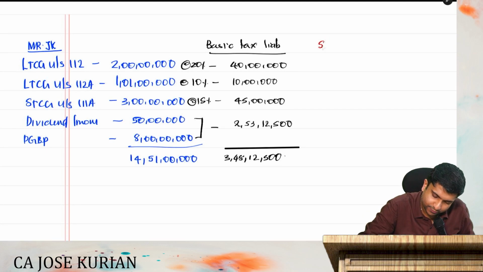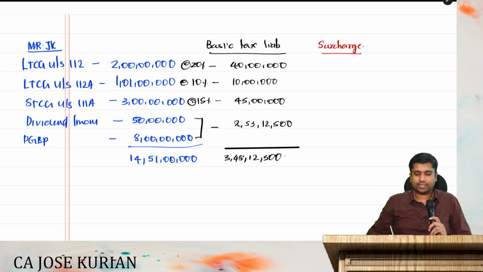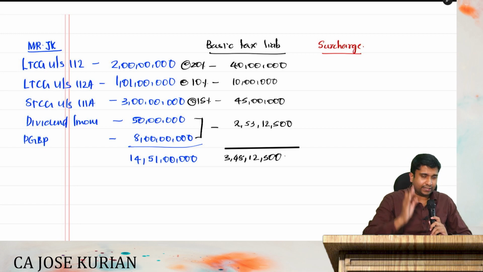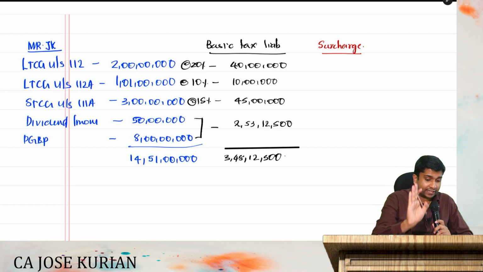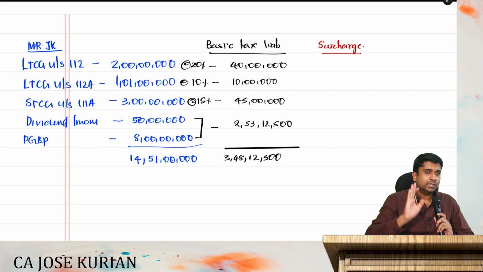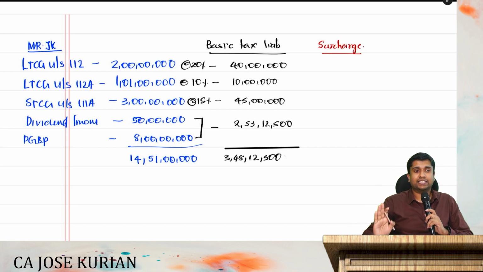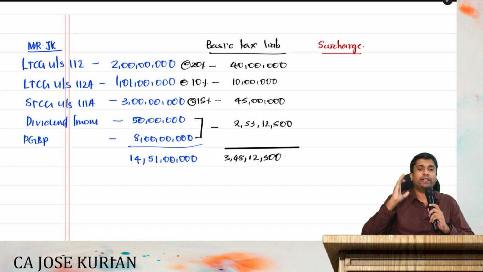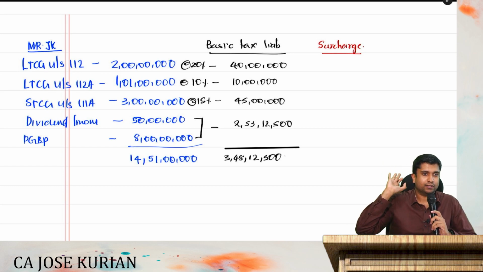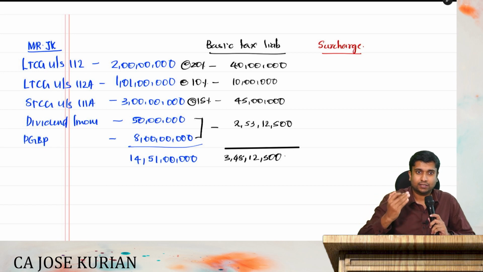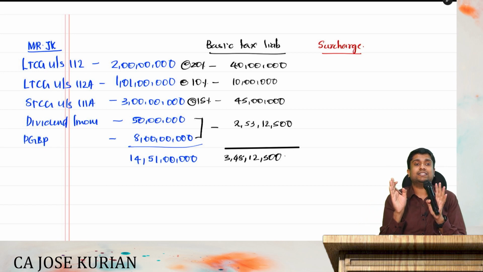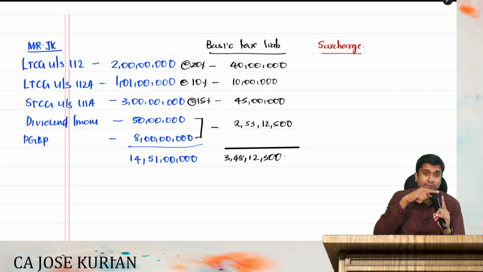So, surcharge. While computing surcharge liability, as you know, what we have written is 112 income, 112A income, 111A income, dividend income, maximum surcharge rate is 15%. For them, 25% and 37% is not applicable. This is what we have studied. Yes or no? 25% and 37% is not applicable for dividend income, long-term capital gain under 112A and 112, then short-term capital gain under 111A.